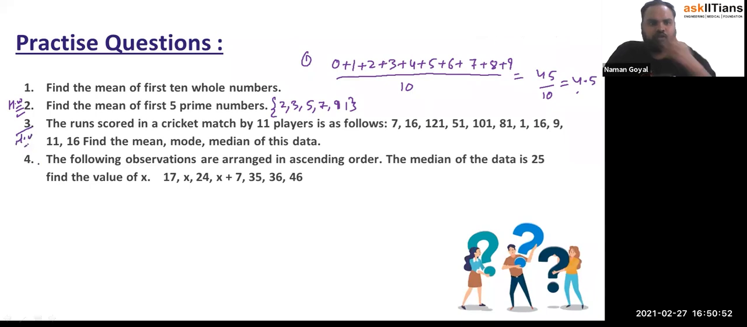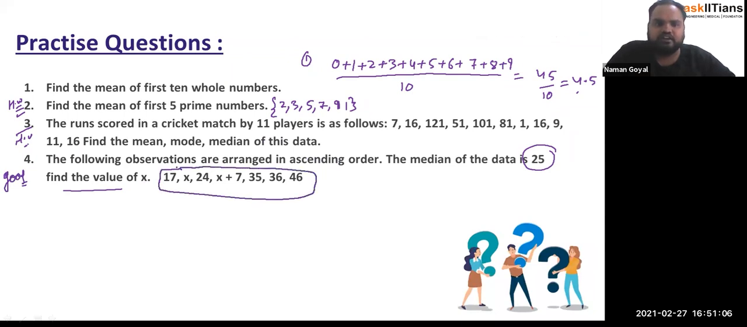Now the following observations are arranged in ascending order. The median of this data is 25. So then find the value of x. This is a good question. Now see, we have the data already in ascending order, right? So the data is: 17 comma x comma 24 comma x plus 7 comma 35 comma 36 comma 46.